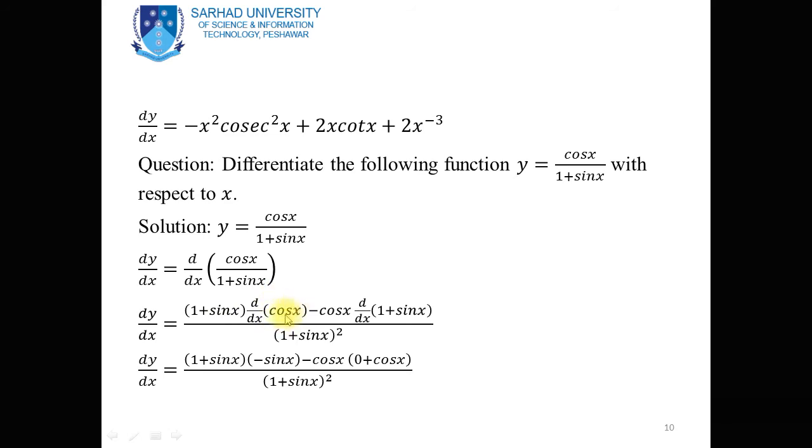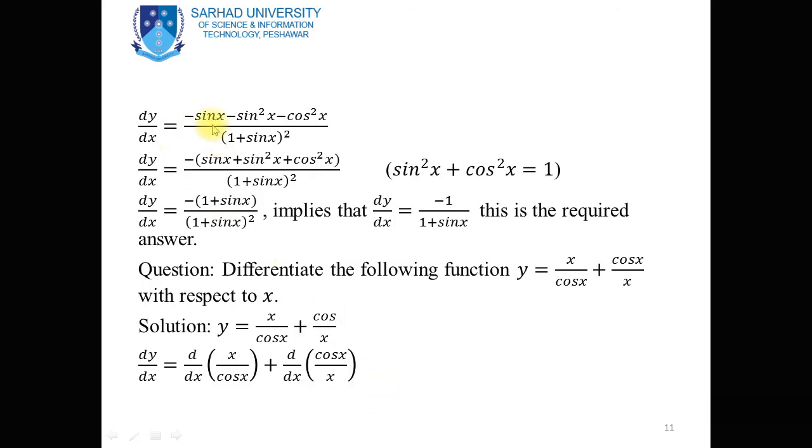Now take the derivative of cos. In the formula we know that the derivative of cos x is minus sin x and the derivative of sin x is cos x. So 1 plus sin x into minus sin x, minus cos x into the derivative of 1 which is 0 and the derivative of sin which is cos x, divided by 1 plus sin x whole square. Now by simplification we obtain the derivative of the function with respect to x is equal to minus sin x minus sin square x minus cos square x divided by 1 plus sin x whole square.